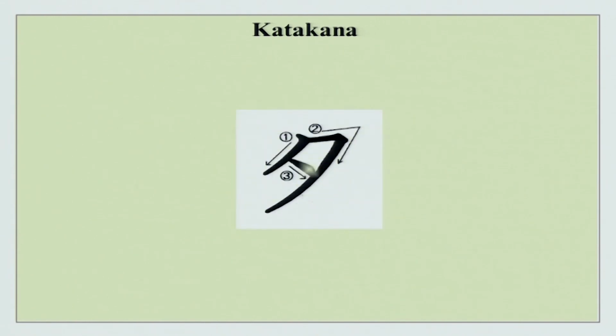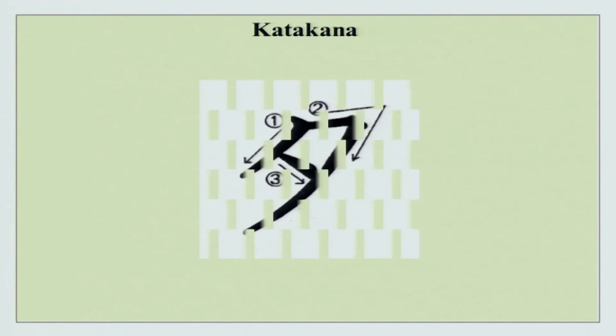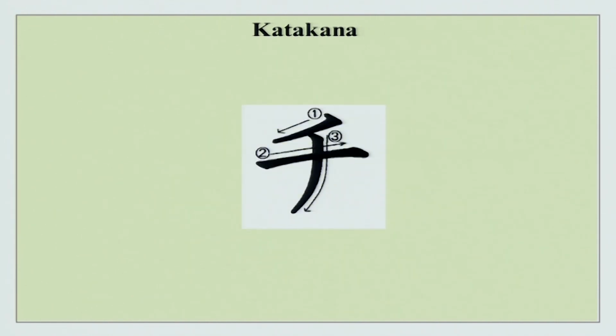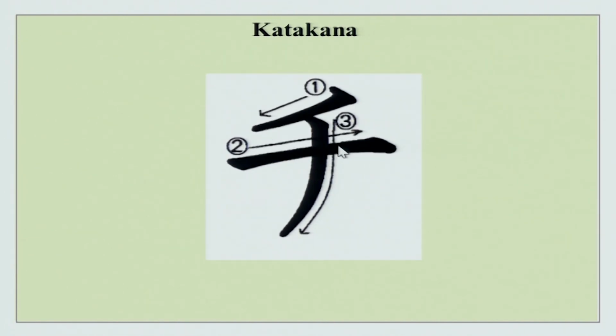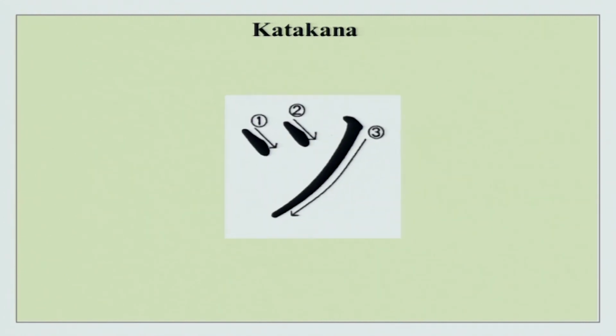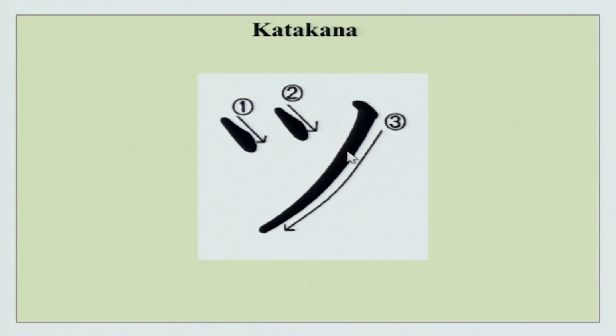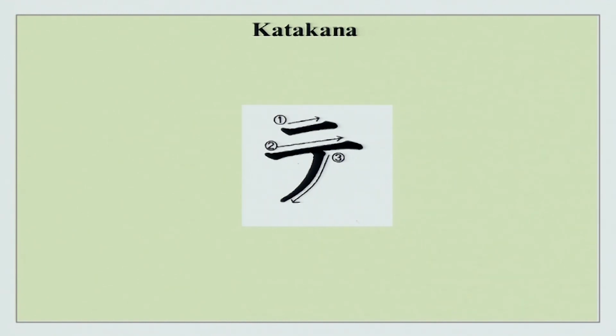So, well, we have the ta series, ta, you can see the stroke order clearly, chi, ichi, ni and san, chi, then tsu. As you can see, tsu starts from the top. So, 1, 2 and 3. Then we have te, 1, 2 and 3.